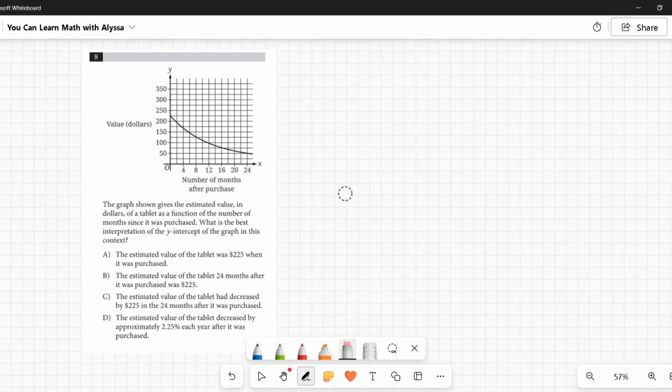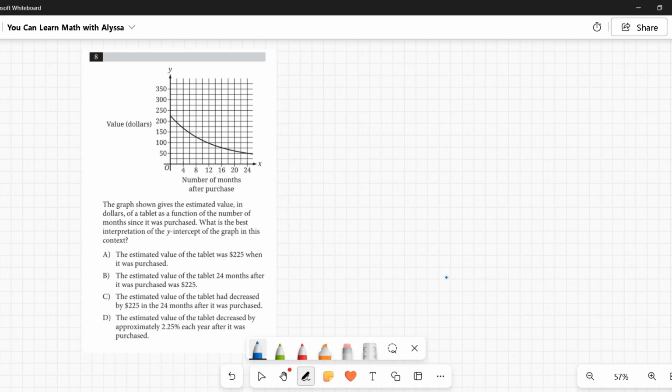Number 8. We have a graph here, and it says the graph shown gives the estimated value in dollars of a tablet as a function of the number of months since it was purchased. What is the best interpretation of the y-intercept of the graph in this context? A lot of times I tell you to look at the answers first. For these, when it says what's the best interpretation of a thing, I prefer to look at the graph first, make up my own mind about what I think the thing means, and then see which interpretation matches it.